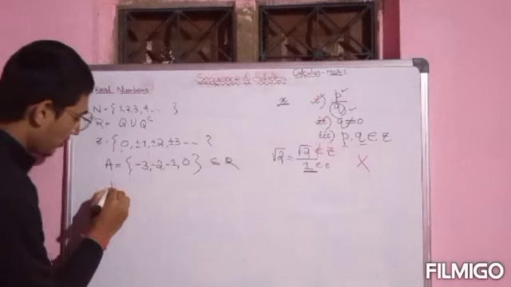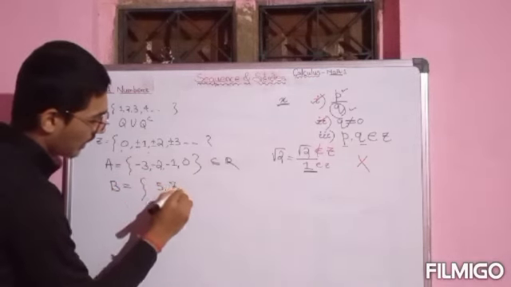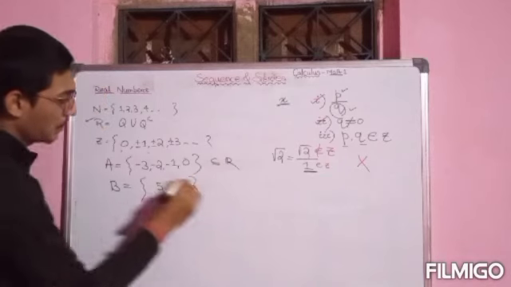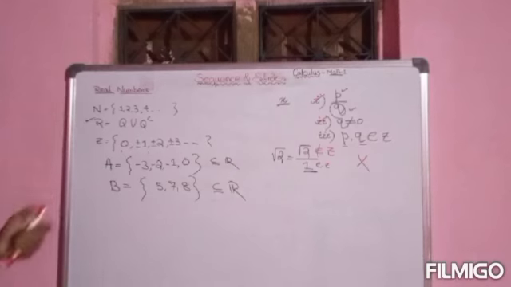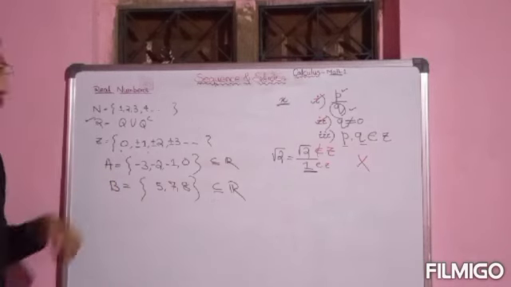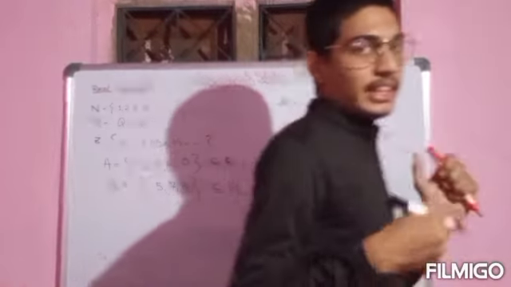If I can write another set, suppose 5, 7, 8, this B is also a subset of R. This is clear, a very basic thing. Now let me ask you two questions.